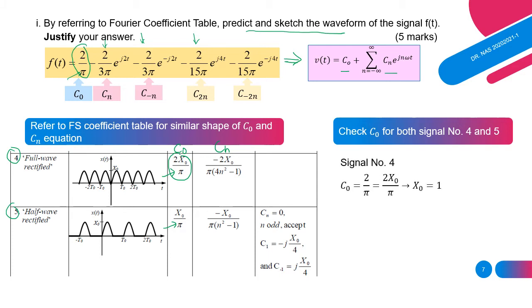For signal number 4, C0 given from the equation is 2 over pi. Compared to the equation from the table, 2x0 over pi, so from here x0 equals 1. If you choose signal number 5, again C0 equals 2 over pi, and the equation shown for signal number 5 is x0 over pi. So from here you get x0 equals 2. But still you don't know which one is your actual signal.